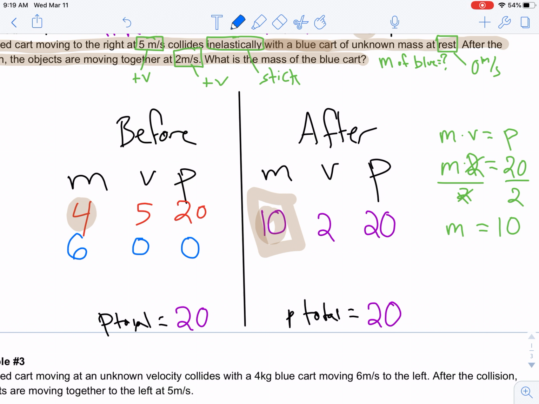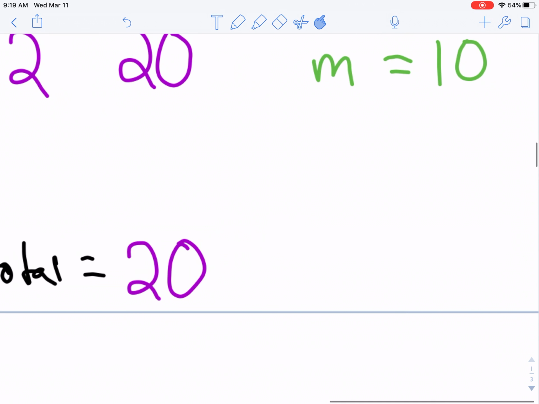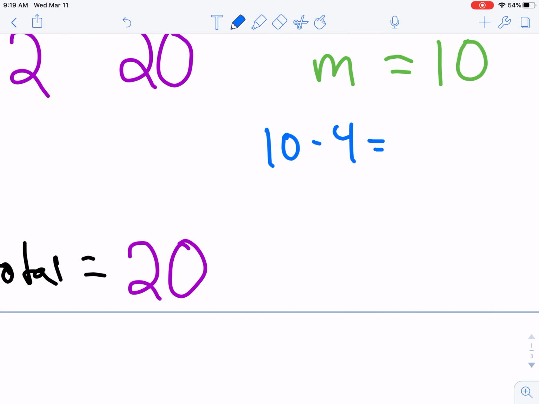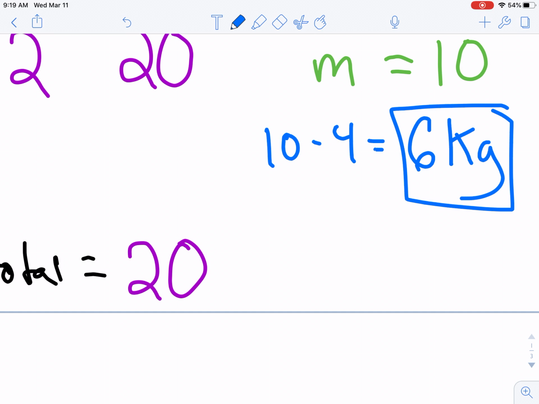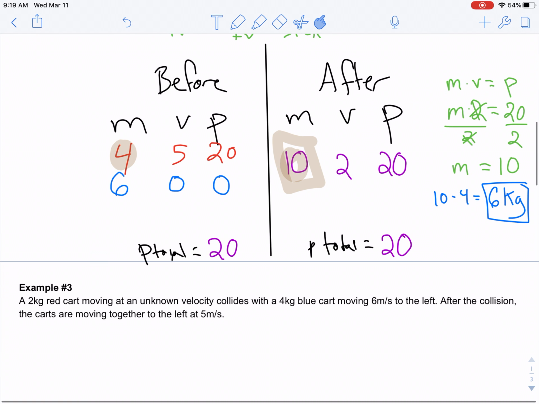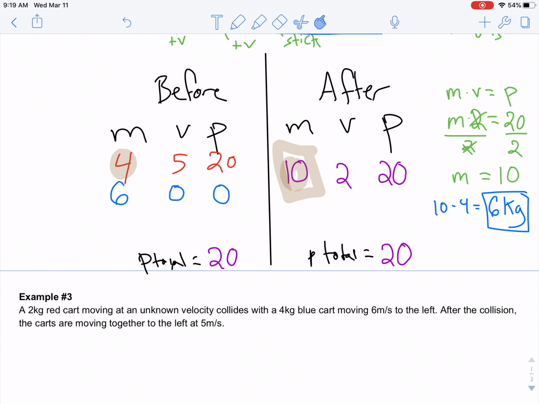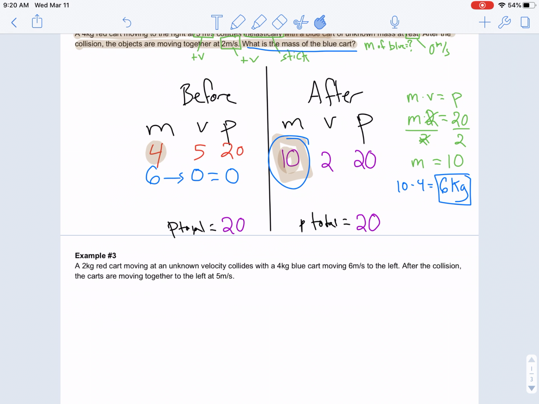So what's the answer to this question? What is the mass of the blue car? The mass of the blue car is 10 minus 4 equals 6 kilograms. And that is your answer, okay? So don't forget a couple things in this. Multiplying by 0 equals 0. And don't forget that your total mass, you need to do one step further and find the mass of the blue car by subtracting the mass of the red car.